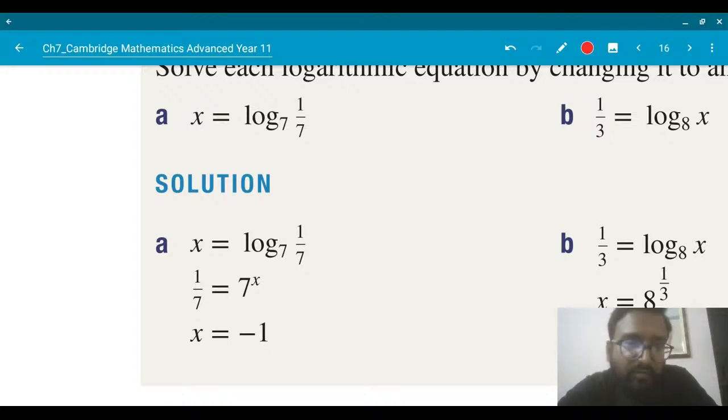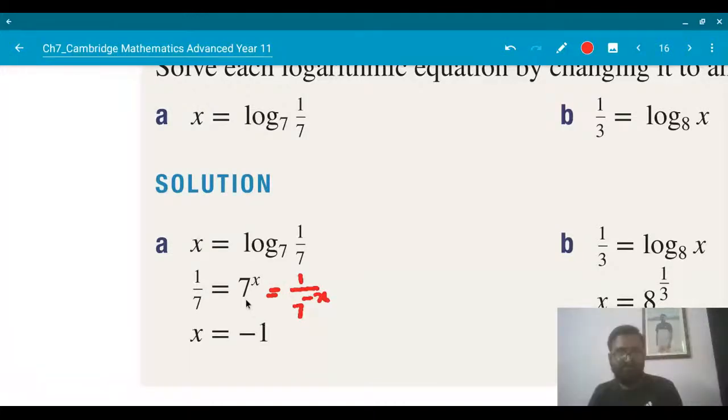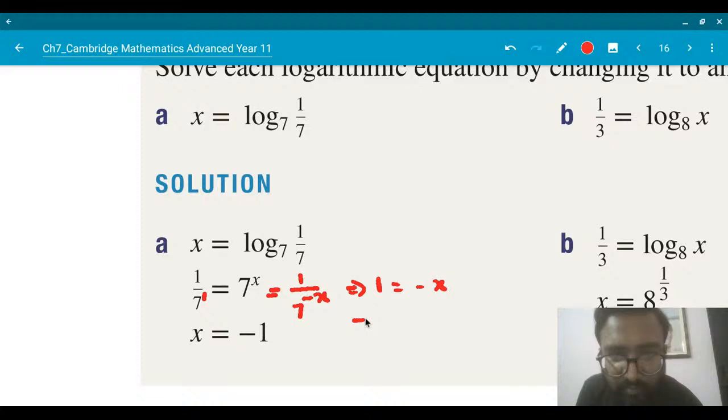Very good. How is it -1? Okay, we have to get it down. So it is very good. It's 1 over 7 to the power x. So we have to send the 7 power x down. So it is 1 over 7 power minus x. And here it is 1, here it is minus x. So that's why 1 is equal to minus x. So this implies x is equal to -1.